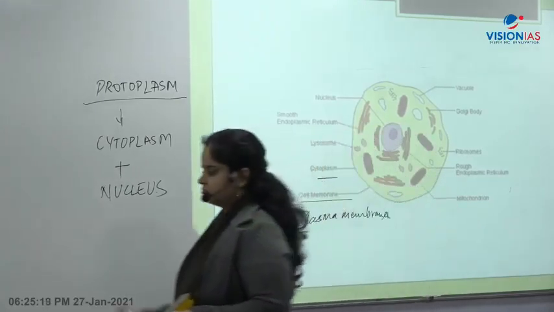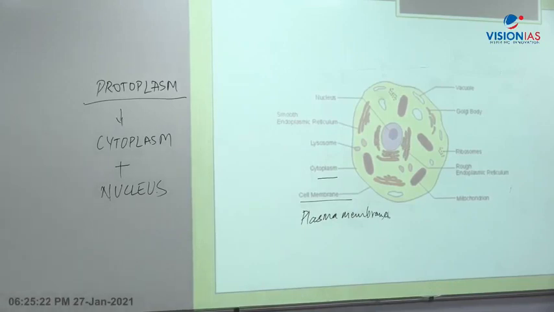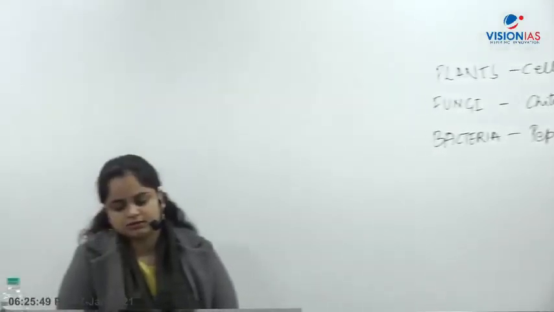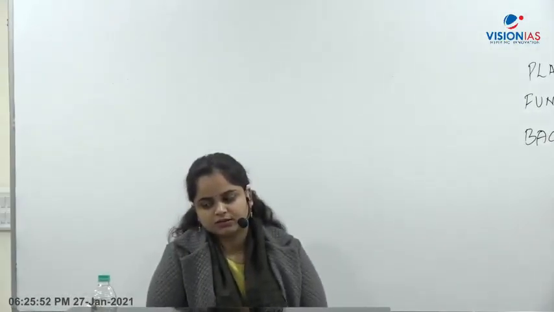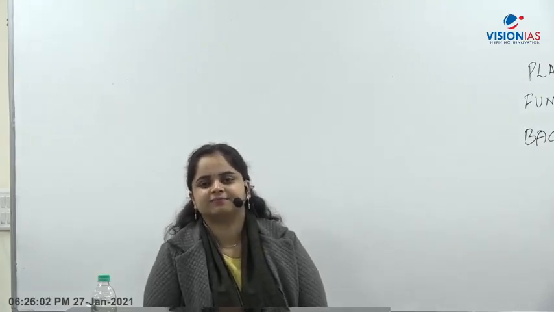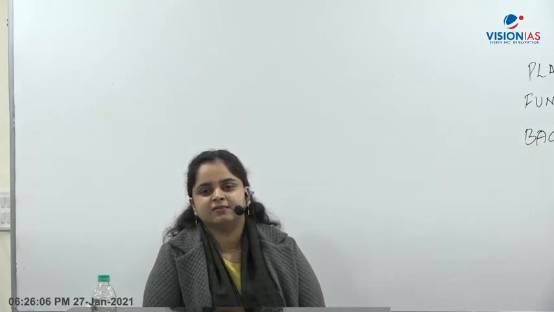So write this down. Start with cytoplasm. Cytoplasm consists of all the components of the cell enclosed within the cell membrane, other than the nucleus.